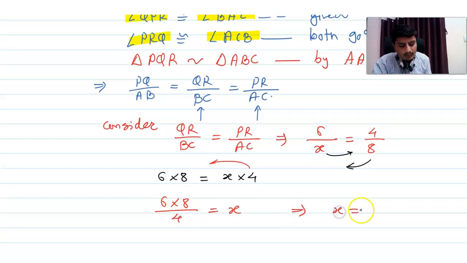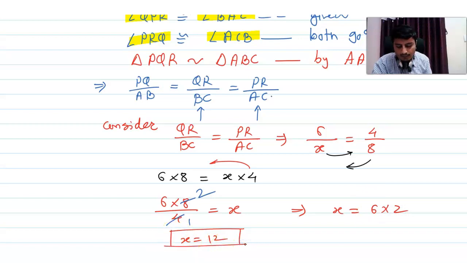So let's simplify now. We well know 4 ones are 4, 4 twos are 8. So we remain with 6 into 2. 6 into 2 becomes 12. So the value of X we have is 12.